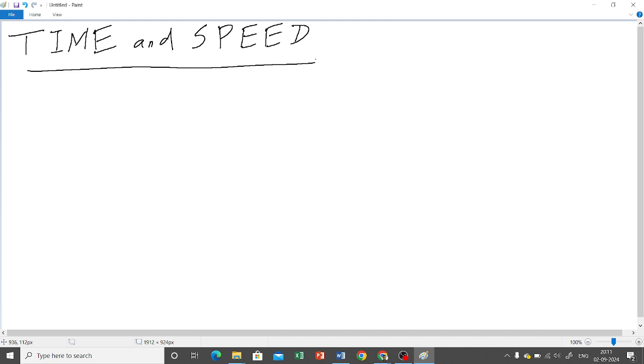Time and speed. So you know this formula, that is distance equals to what? Distance equals to speed into time. Okay, distance equals to speed into time, that you know very well.